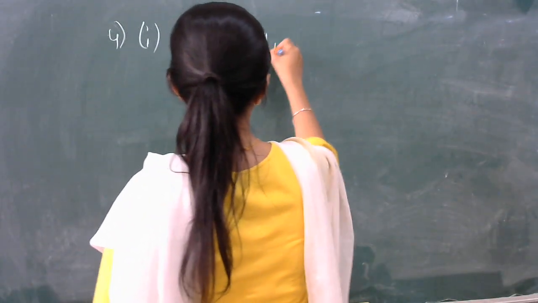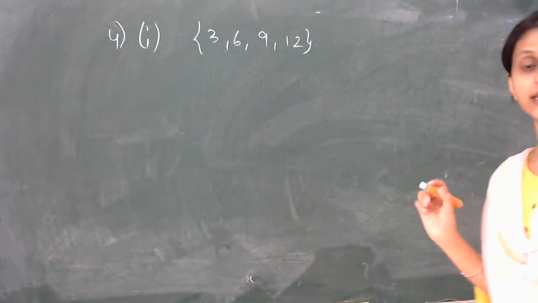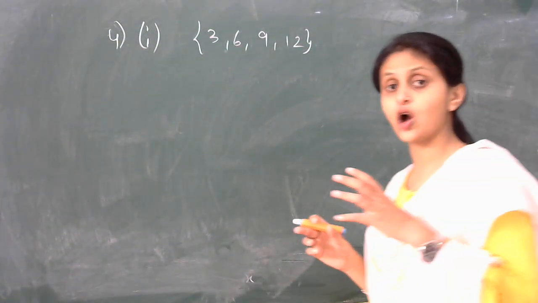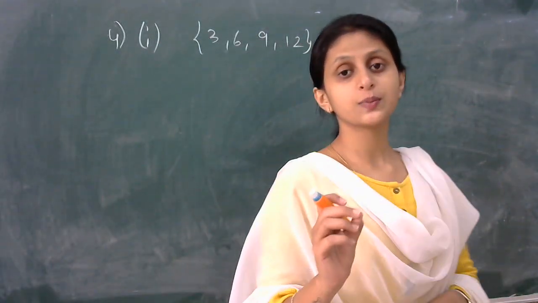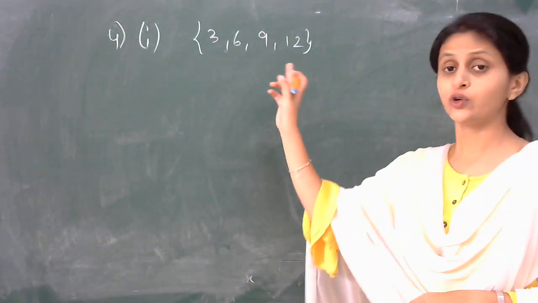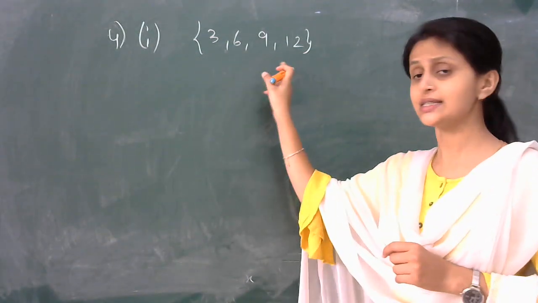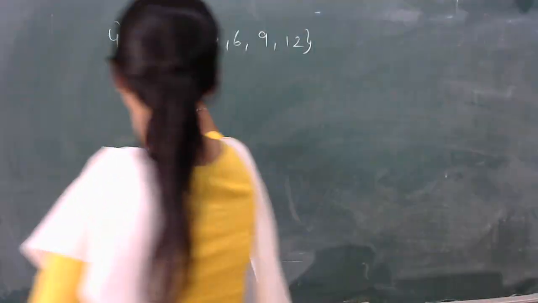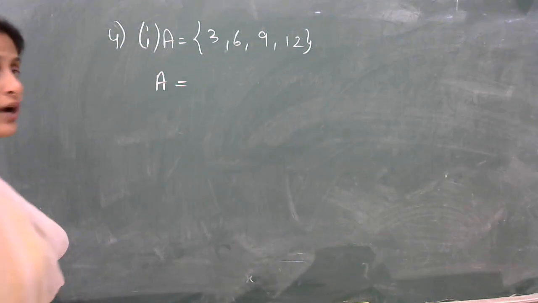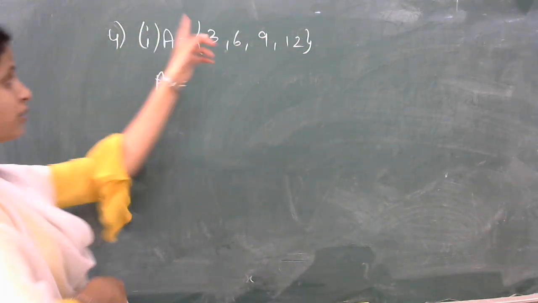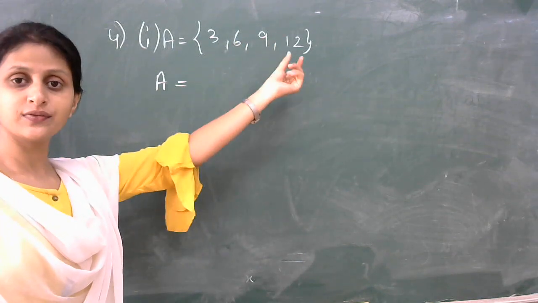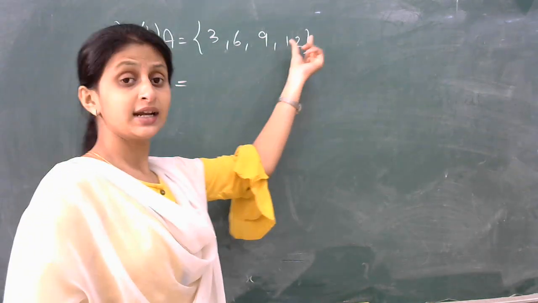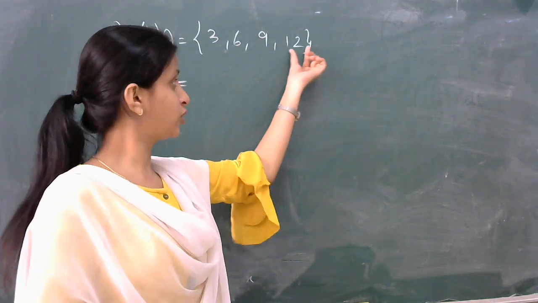First one, it is given as 3, 6, 9, 12. Suppose I consider this to be A. If I want to write this set in set builder form, you can observe that these elements are multiples of 3, and also these are less than 13, meaning only till 12.